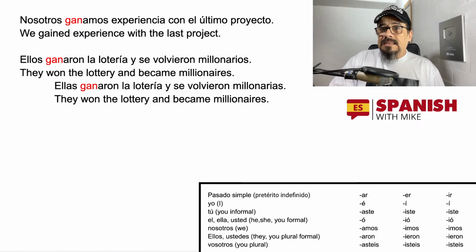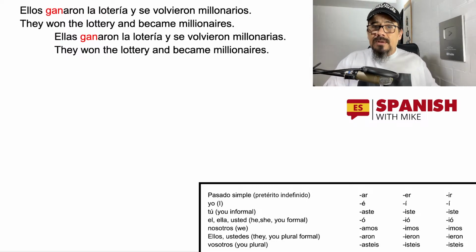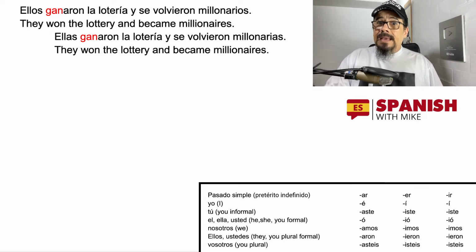Nosotros ganamos experiencia con el último proyecto. We gained experience with the last project. Ellos ganaron la lotería y se volvieron millonarios. They won the lottery and became millionaires. Male. Ellas ganaron la lotería y se volvieron millonarias.